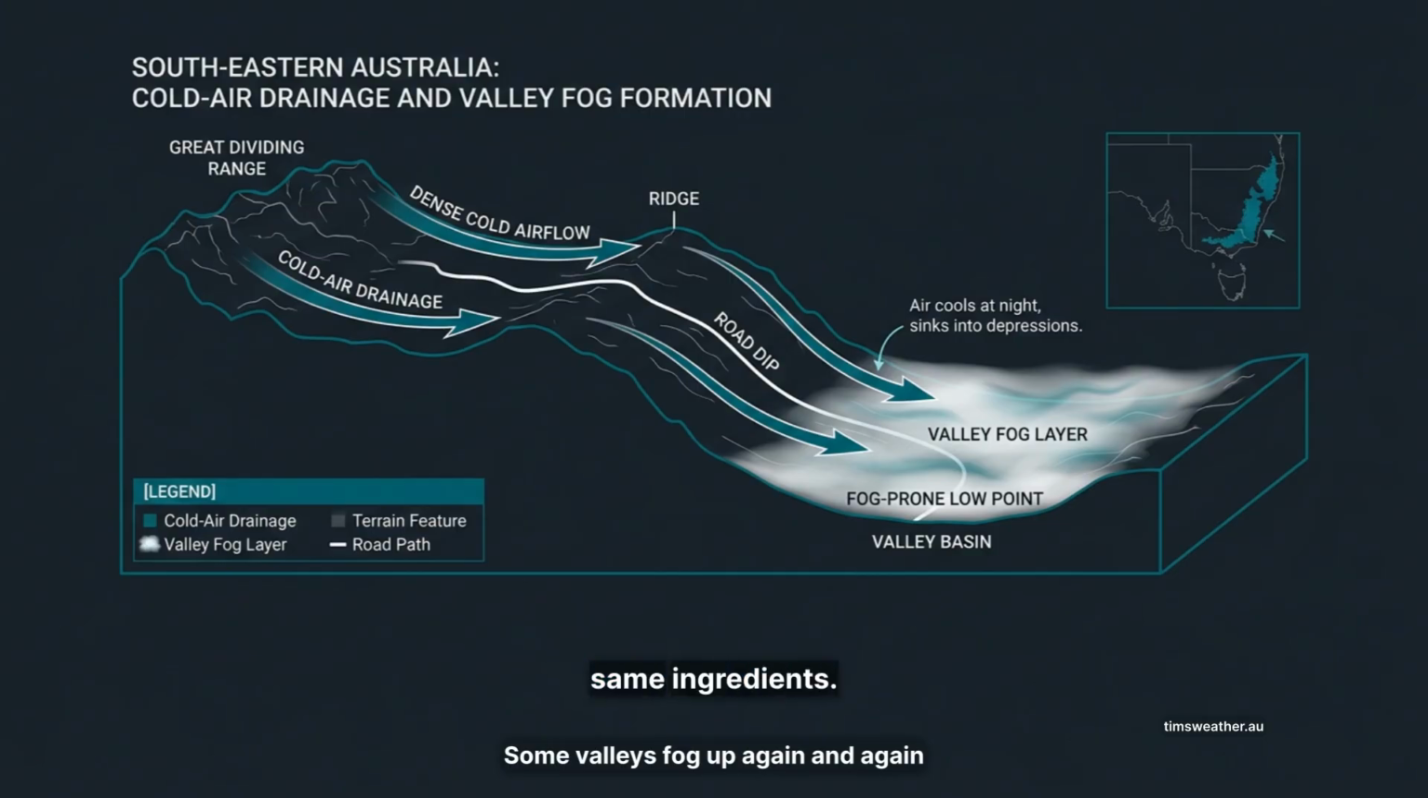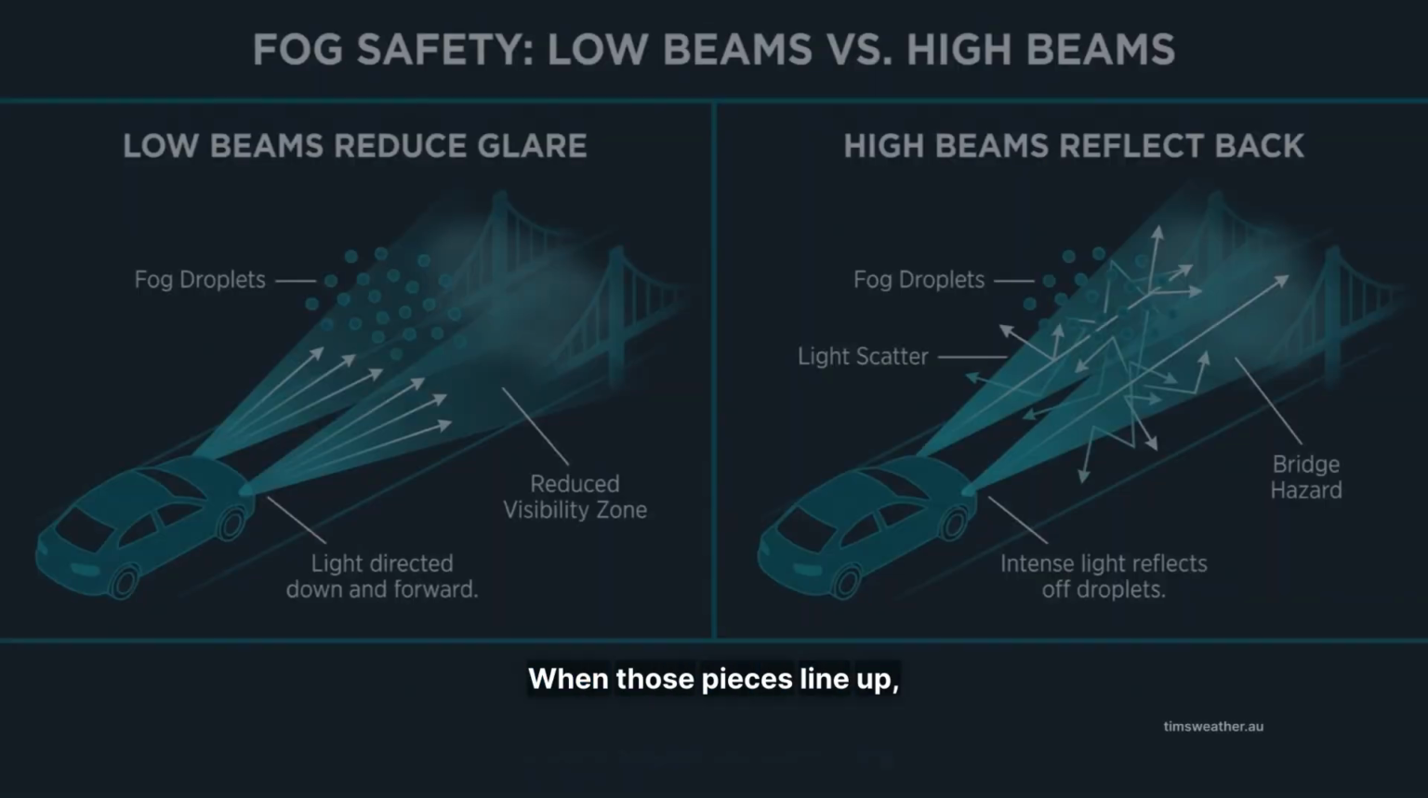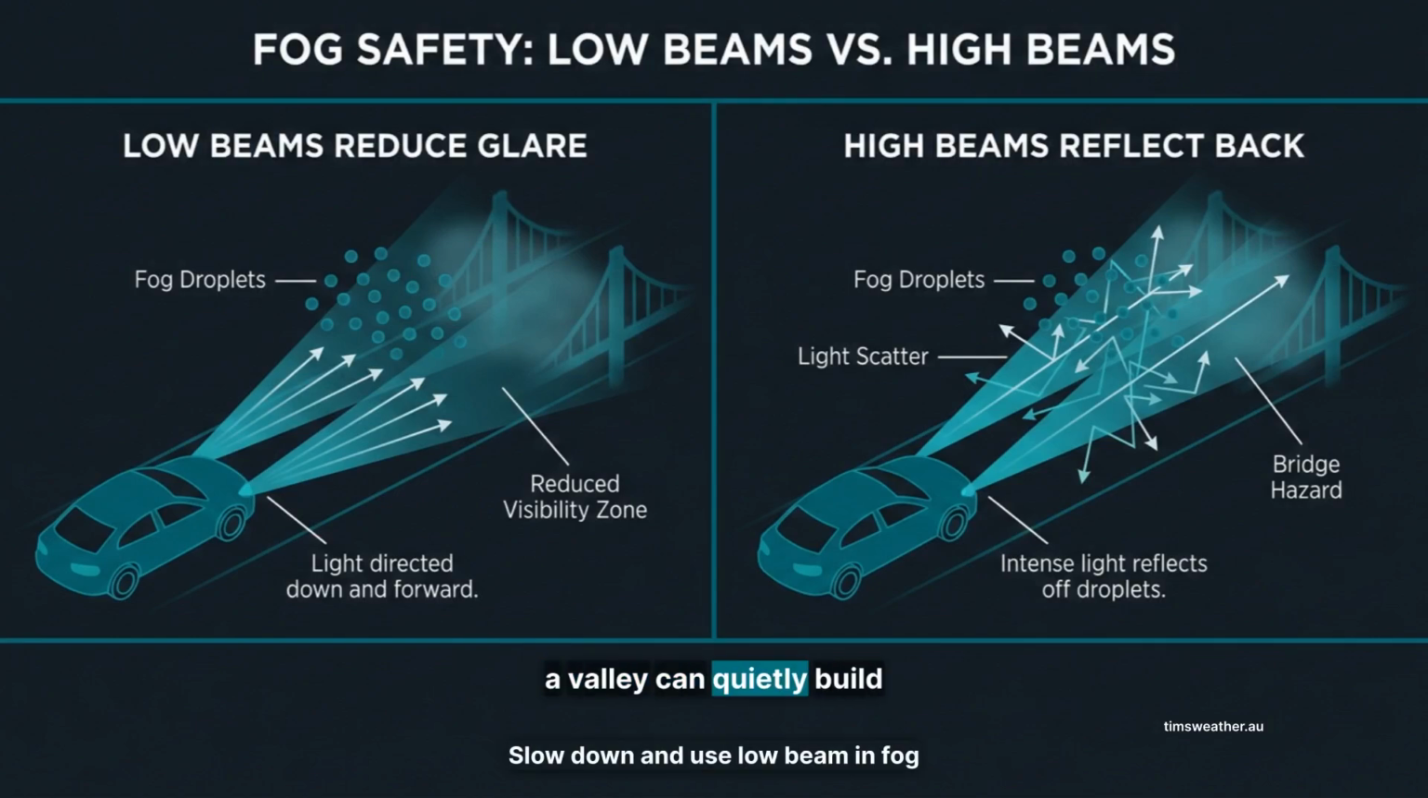Forecasters look for the same ingredients: clear skies, light winds, falling temperatures, a small temperature to dew point gap, local moisture and terrain that can trap cold air. When those pieces line up, a valley can quietly build its own shallow cloud before dawn.